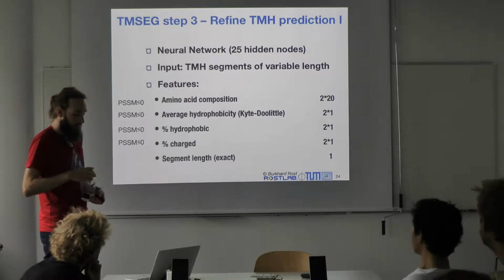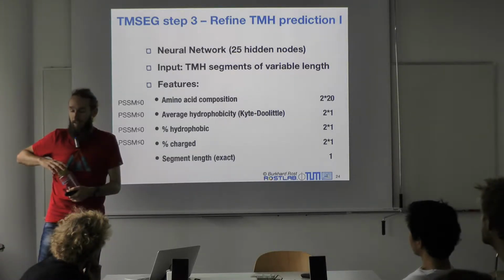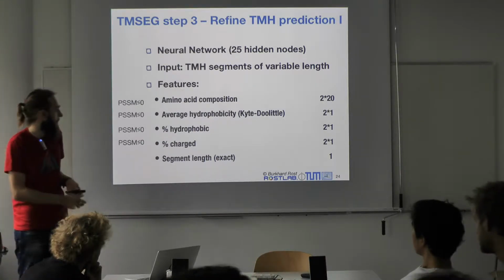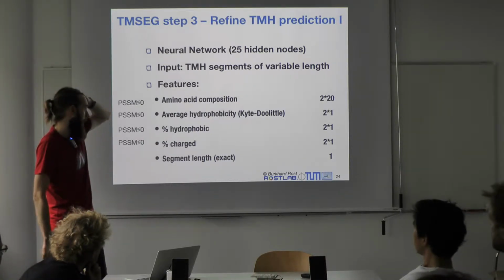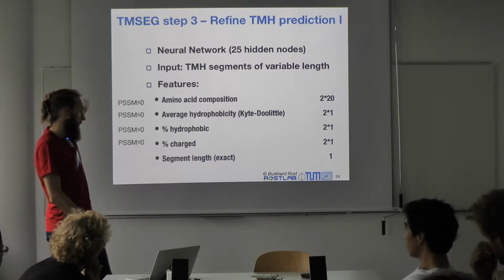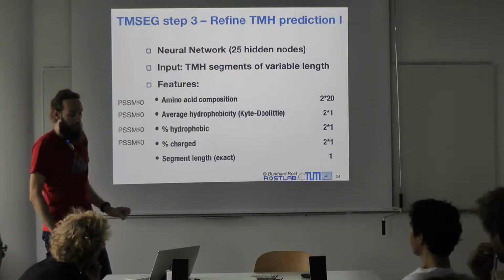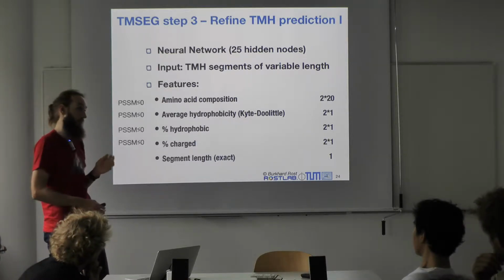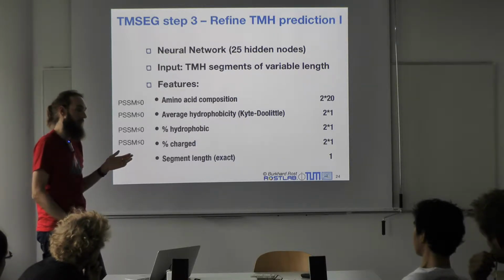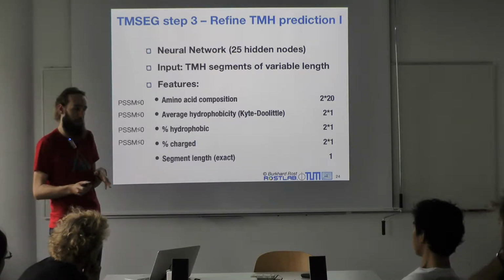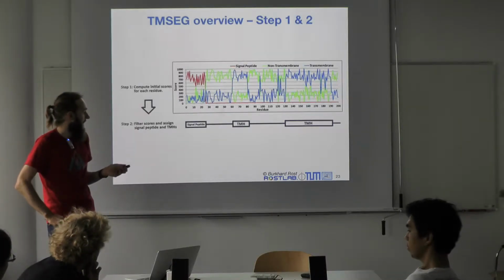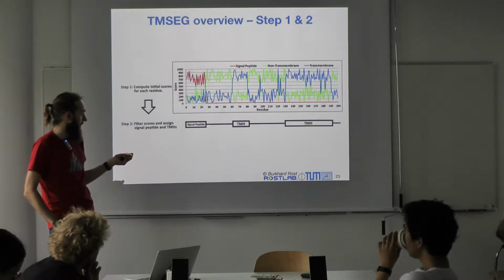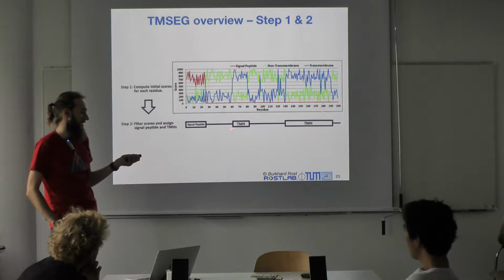Okay. In the third step, the helix predictions are refined by using a neural network this time. It has a relatively small, only 25 hidden nodes. And the main difference here is that we still do have sequence input, but we don't use a sliding window over the whole sequence or anything like that. Because we already assigned our segments, so we know where the helices, in this case the helix segments, are.